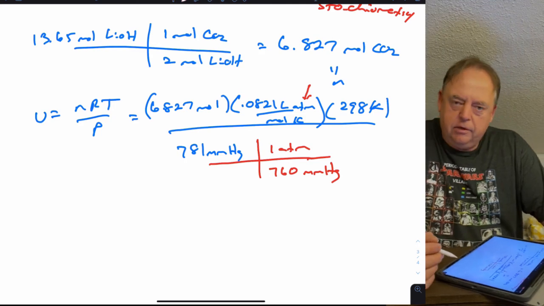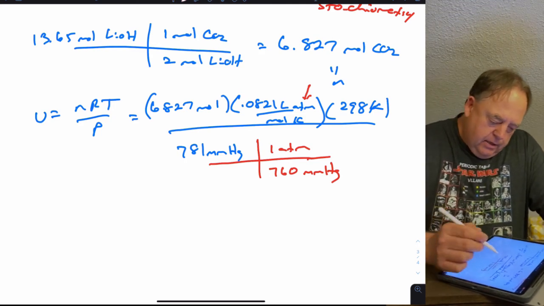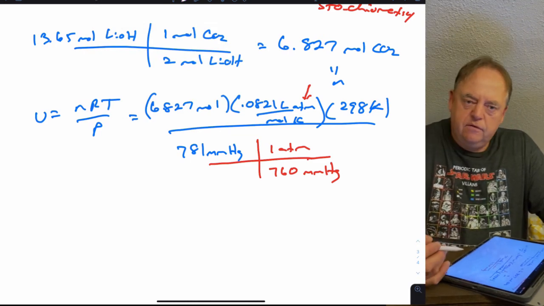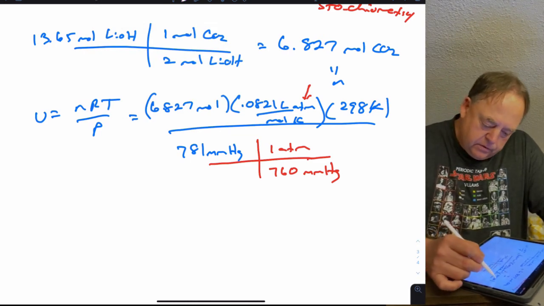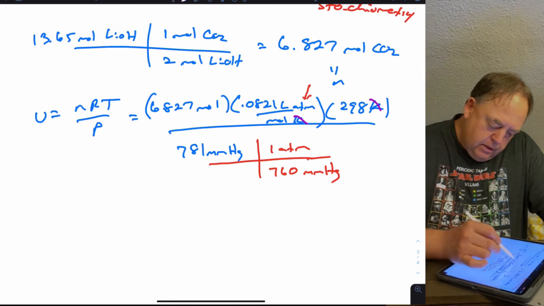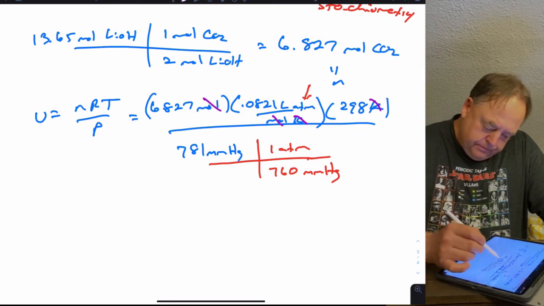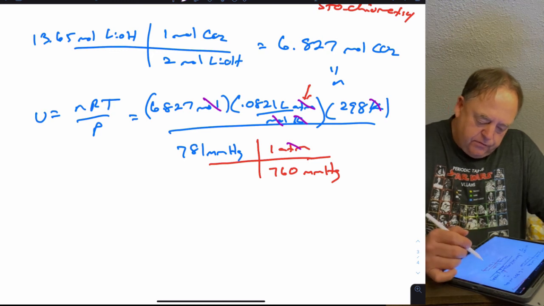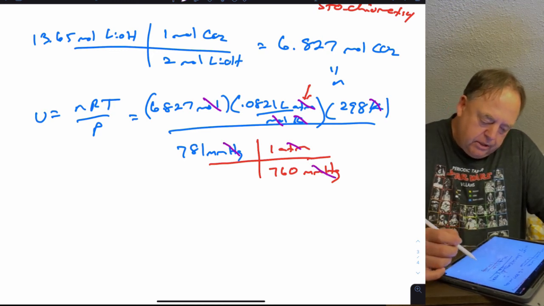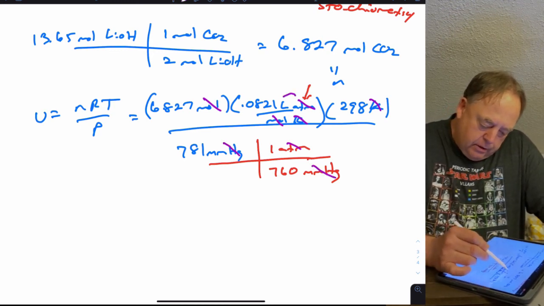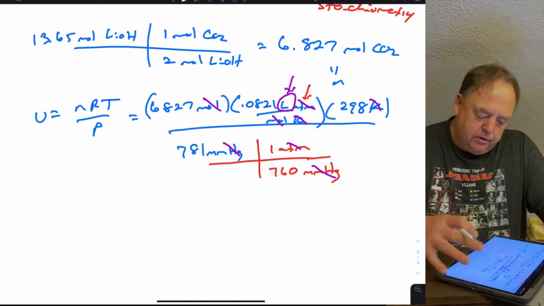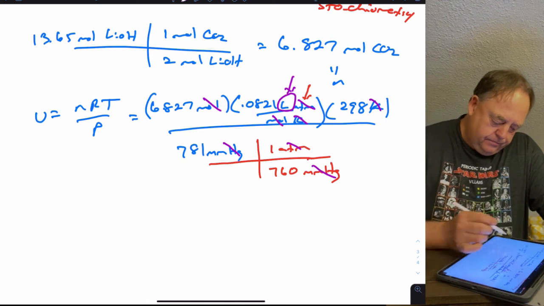So we convert millimeters of mercury to atmospheres, and now all of your units should cancel out, and you should be left with a unit for volume, which is the liter. So Kelvin's going to cancel, right? Moles are going to cancel. Atmosphere on top is going to cancel the atmosphere on bottom. Millimeters of mercury is going to cancel, and the only unit left is liters, which is what you want, so you can be confident that you have the math set up right.